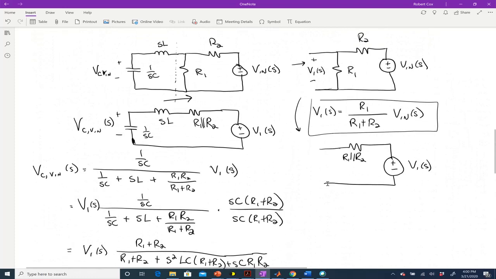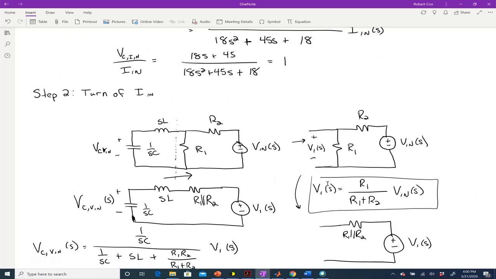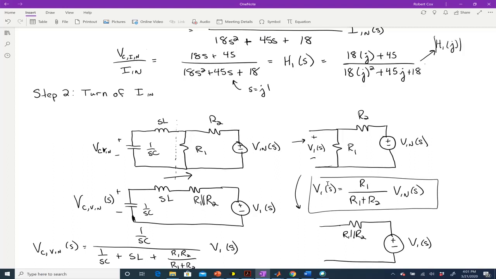So h1 was this expression here. This is h1 of s, and I would need to plug in s equal to j1. Plug that in, it becomes a complex exponential, right? I get 18 times j plus 45 all over 18 times j squared plus 45j plus 18. That needs to be simplified. So basically this has two results to it, right? It has a magnitude and it has an angle.